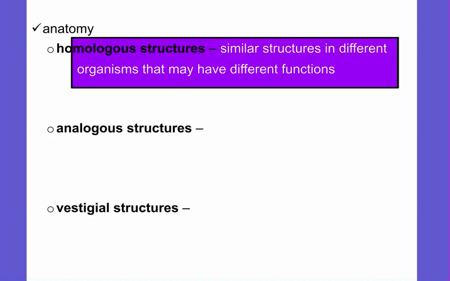So a homologous structure is technically when you have similar structures in different organisms that may have different functions. That may not mean anything to you right now, but I can give you some examples and it will make a little bit more sense. And what this ends up turning into on a quiz or a test is I will give you some examples, and I should probably open that up here.